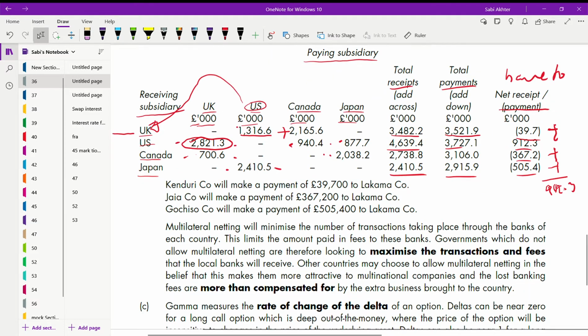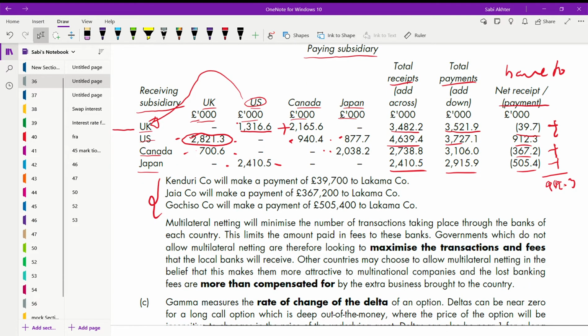Now coming to that, this statement has to be there. Who is paying to whom? How do you decide it? Always the one who is in net payment has to make the payment to the company in net receipt. First line, Kenduri is in net payment, UK. That means UK has to pay whom? US. US is the one who is having the positive figure. That means everyone is paying to US. Everyone is paying to US means everyone is paying to Lakma.